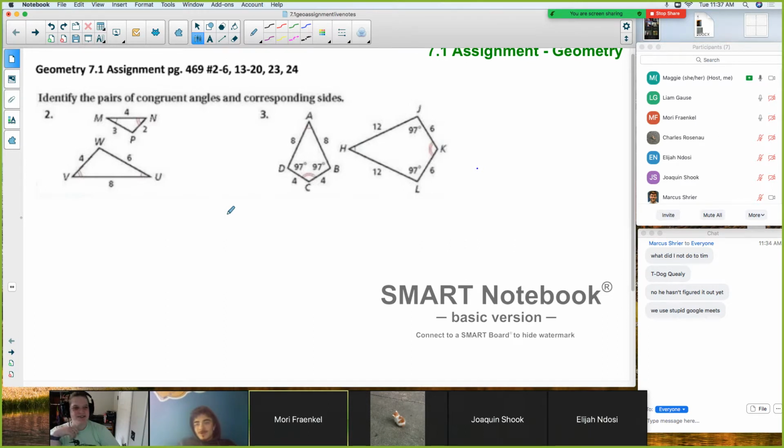First thing here, we're going to identify the pairs of congruent angles and corresponding sides. Do we know what is going to match up? I don't know. Let's check. The angle with nothing on it is going to match the angle with nothing on it. So angle W is going to be the same as angle P. Then the angle with one tick mark on it is going to match, so angle M with angle U. And then the last one with 2 tick marks, angle V is going to match up with angle N.